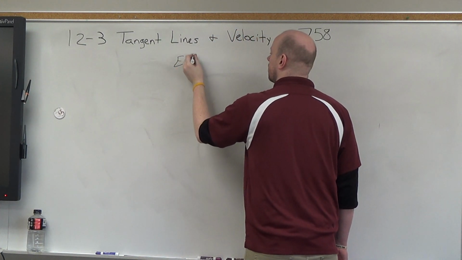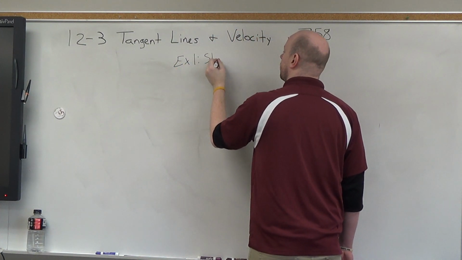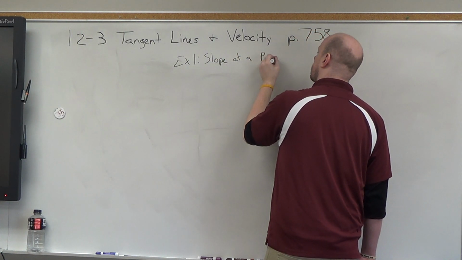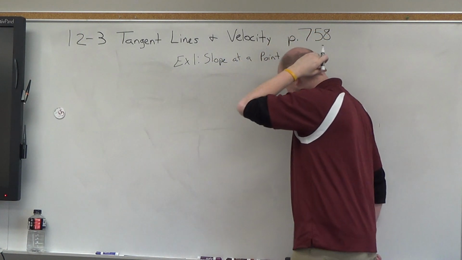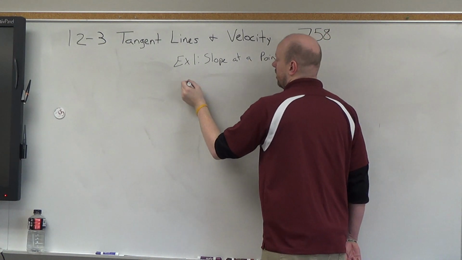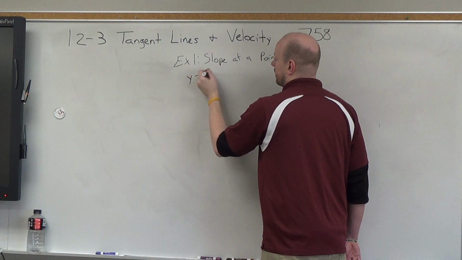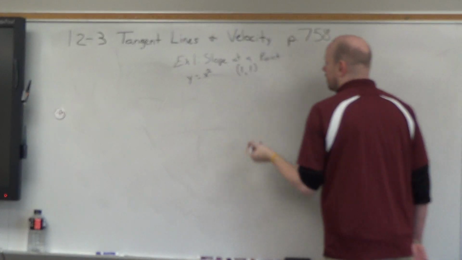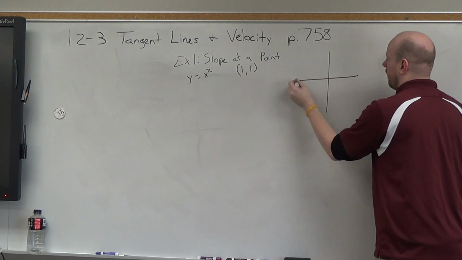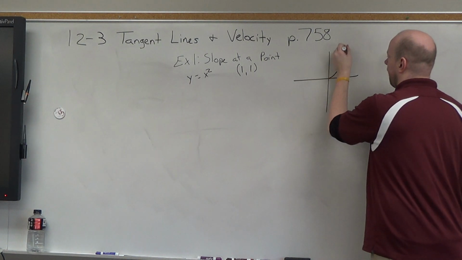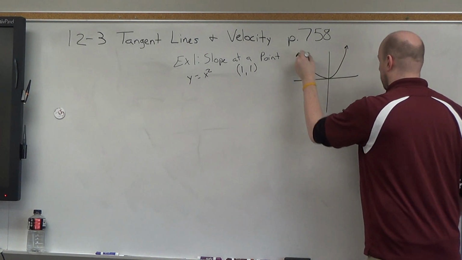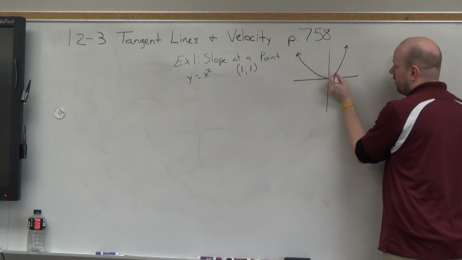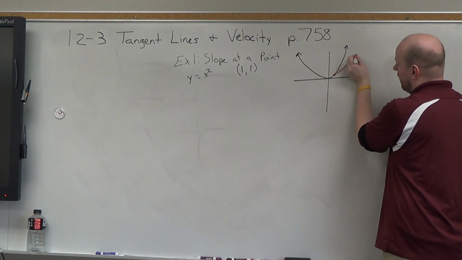Example 1, slope at a point. So let's say, well, first of all, we need an equation. So let's say we get y equals x squared, and then we also need a point. Let's say (1, 1). So if I were to graph it, I'm looking at what is the slope exactly right here. What would this slope be?